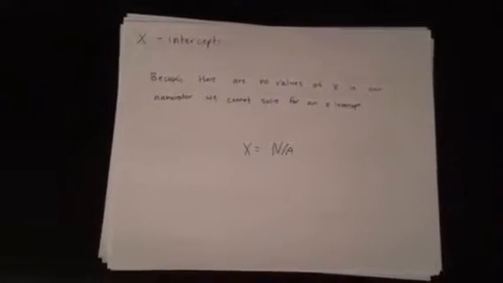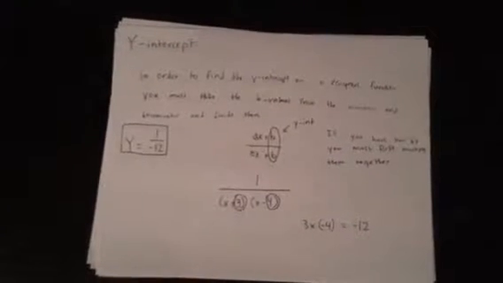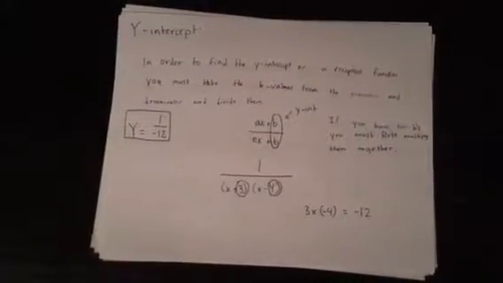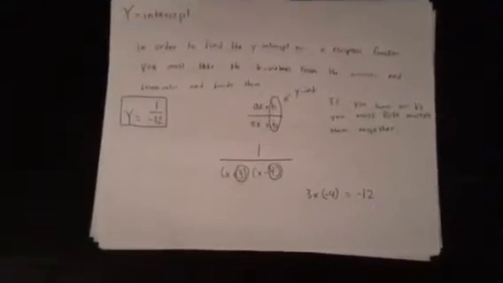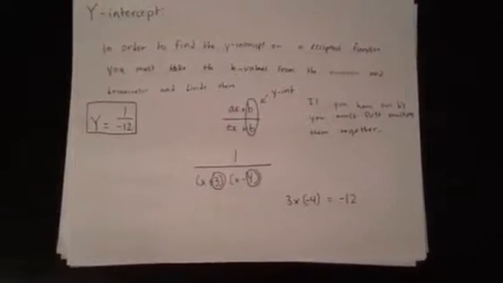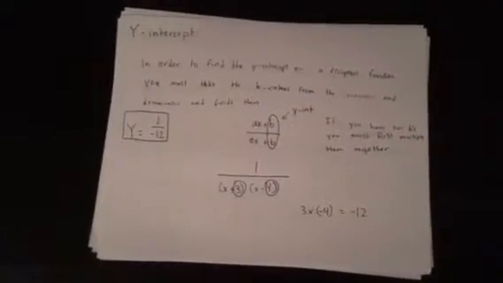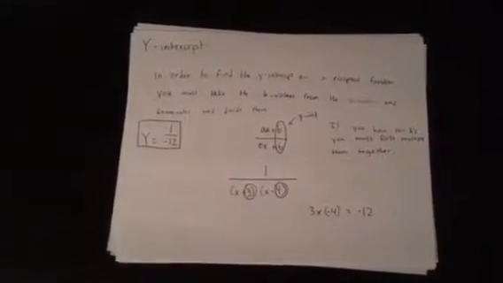We have our x-intercept, which isn't anything, because we cannot solve for an x-intercept as we have no values of x in our numerator. Our y-intercept is using the b values of both the numerator and the denominator. So we multiply 3 and 4, which equals 12, or negative 12, sorry. Then we divide 1 over negative 12 to find our y-intercept.